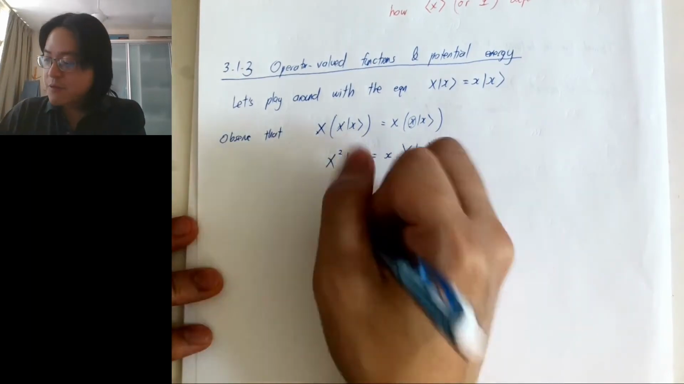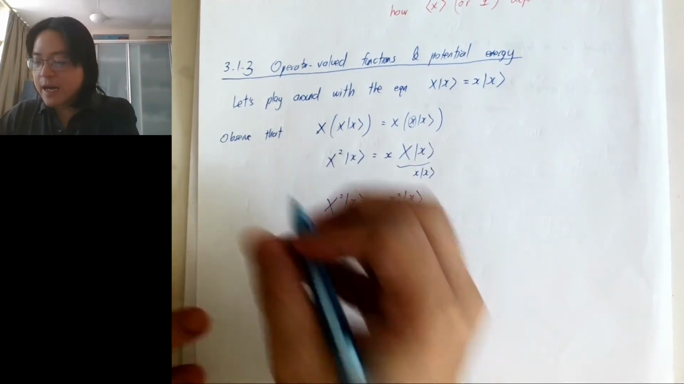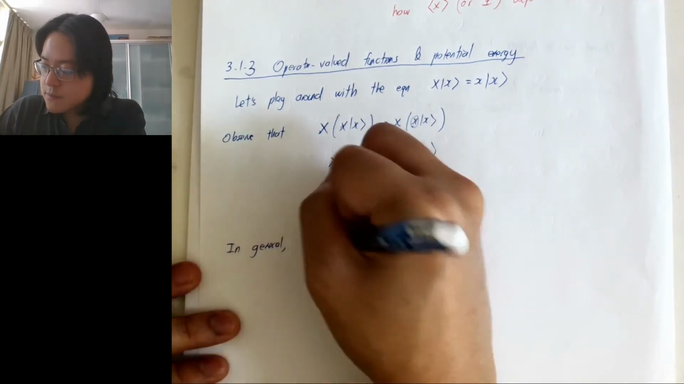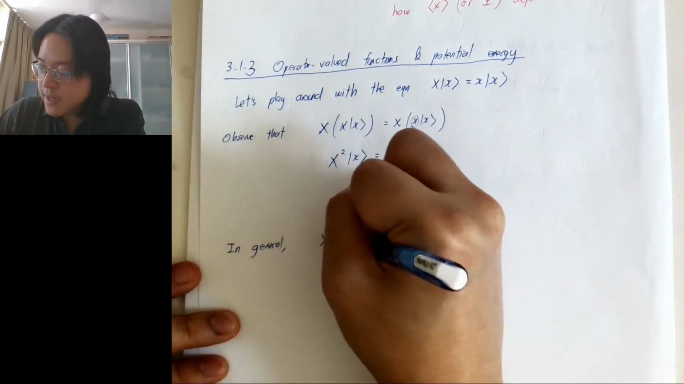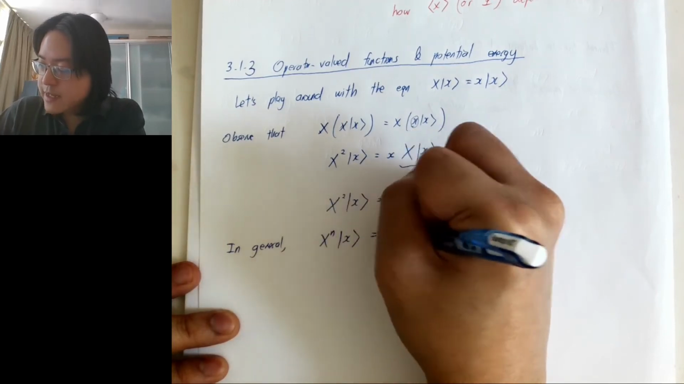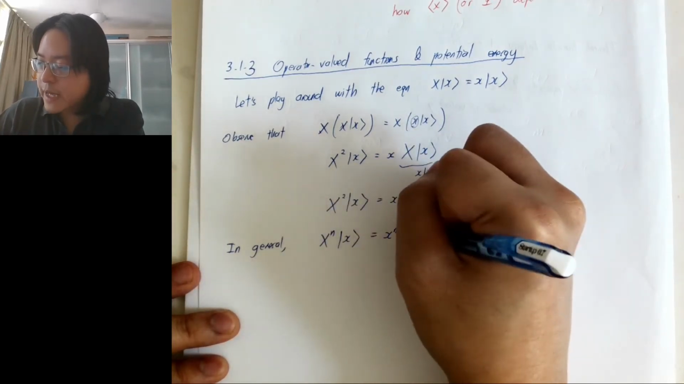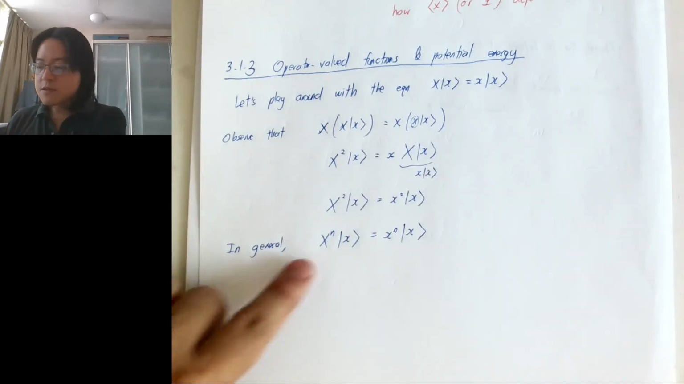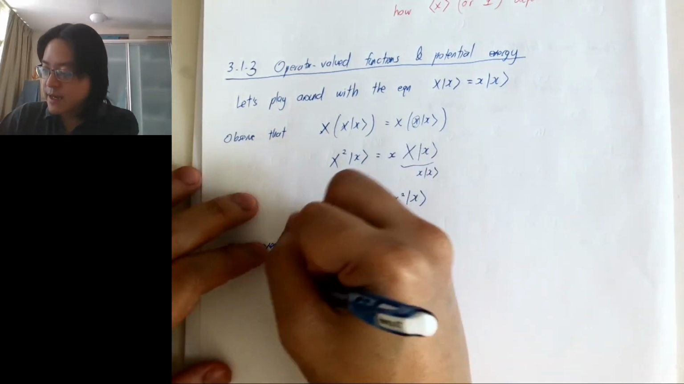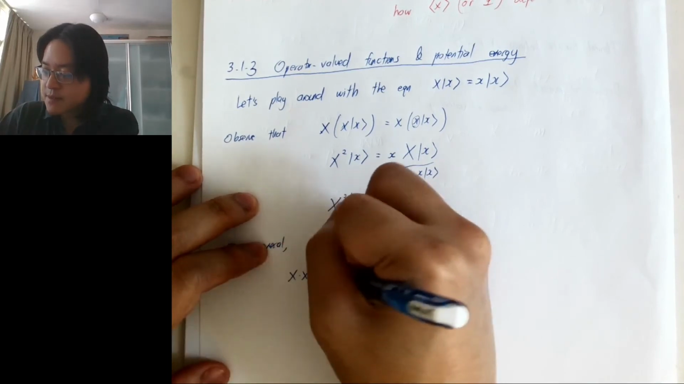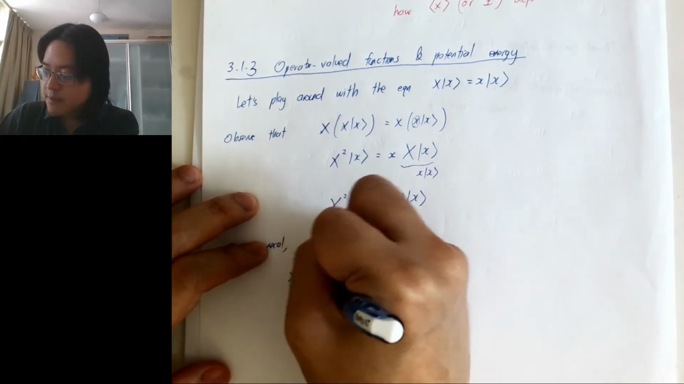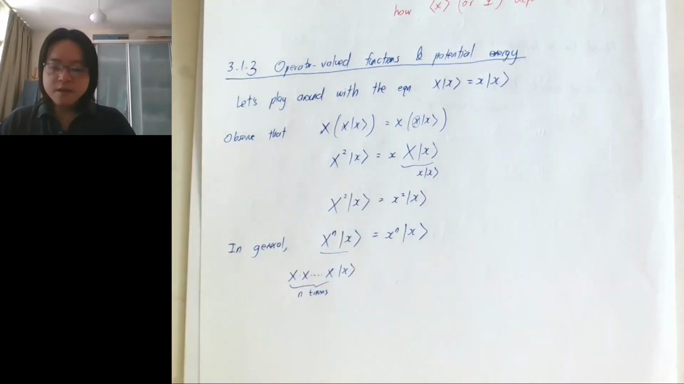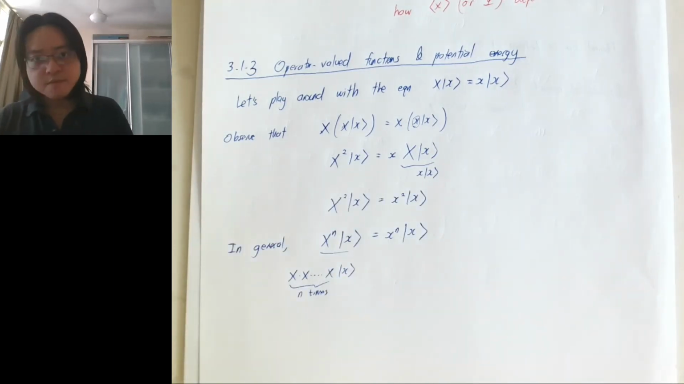In fact, we realize that you can do this any number of times. In general, you can do it n times, and then you just get the eigenvalue to the power n coming up. This is like saying x times x times x, n times. So this is what it means by operator to the power n.